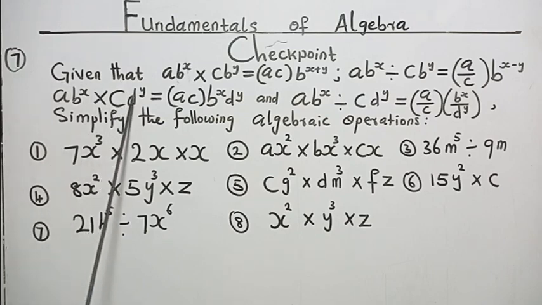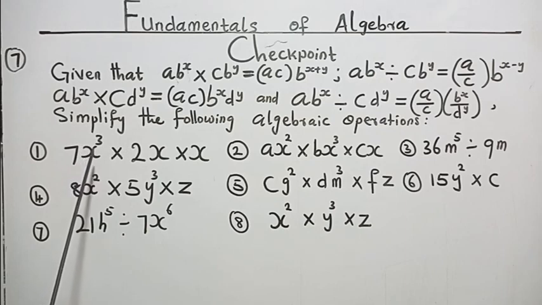It simply means that there are 4 laws here regarding how to multiply and divide unlike terms. After seeing them, you are expected to simplify the following algebraic operations. That's number 1, 7x to the power 3 times 2x times x. Check which of these laws are going to apply to simplify this algebraic operation, and apply same and get the correct answer. The same goes to the remaining ones. They are ax to the power 2 times bx to the power 3 times cx.